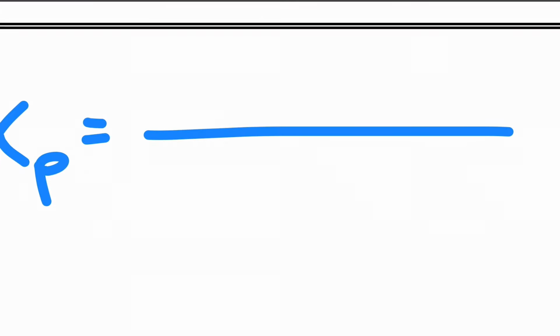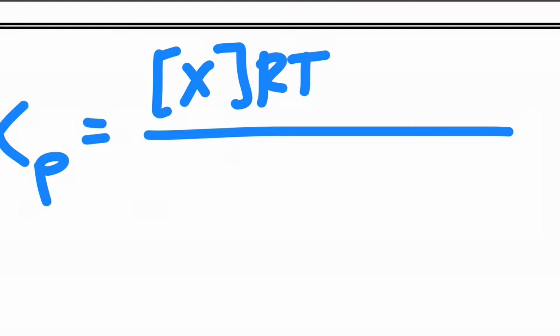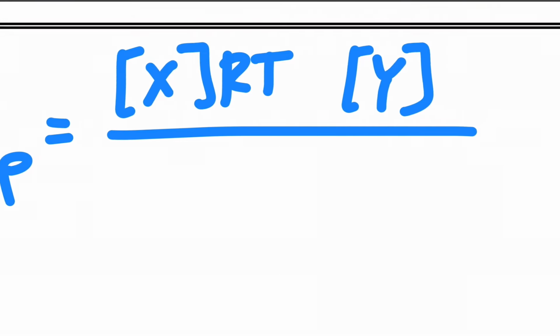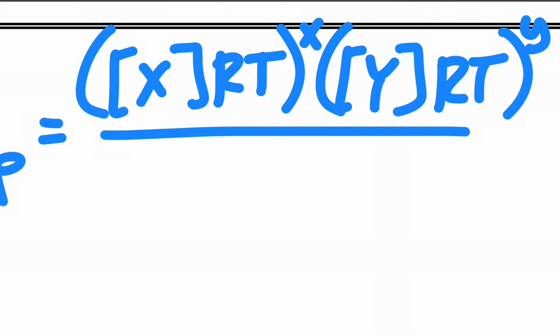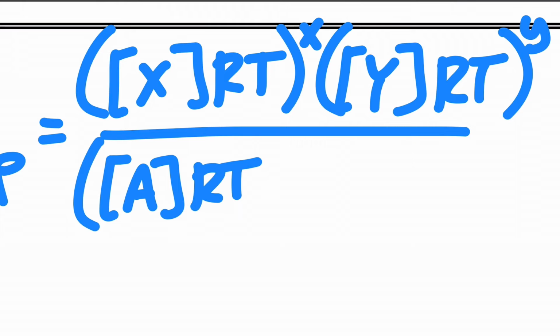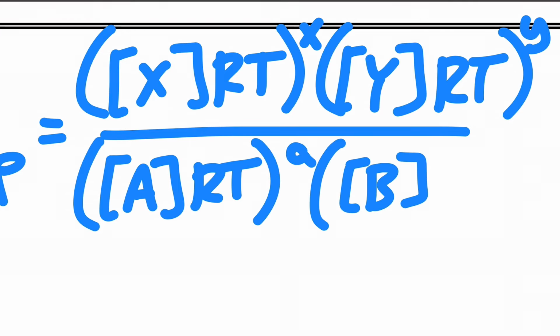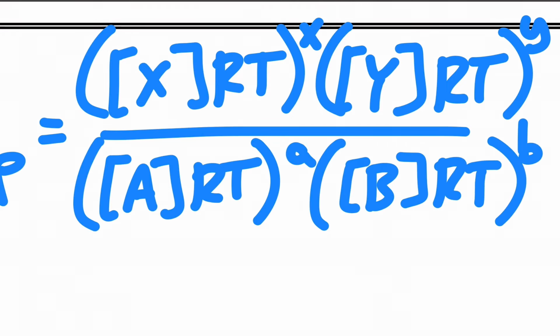It's going to be the partial pressure of X, which is molarity of X RT, times partial pressure of Y, which is molarity of Y RT, but each of those is in its entirety raised to the exponents X and Y. And in the denominator, I have the same thing, molarity A RT, whole thing raised to A, and then molarity B RT, whole thing raised to B.